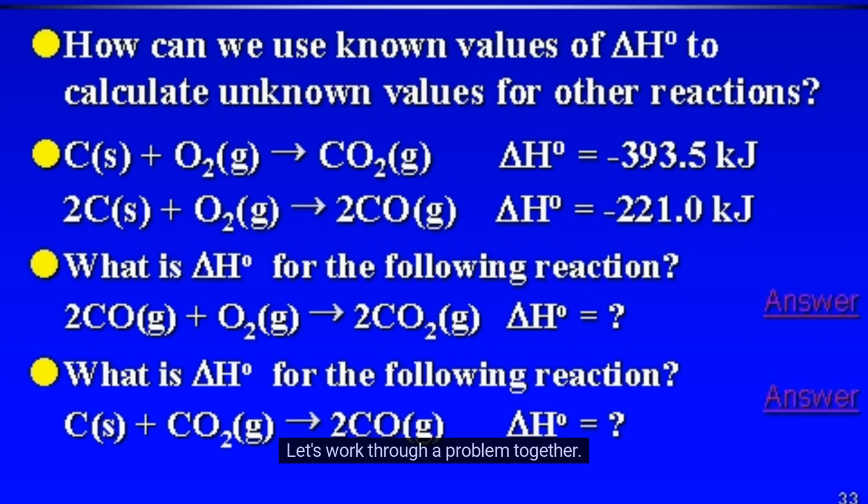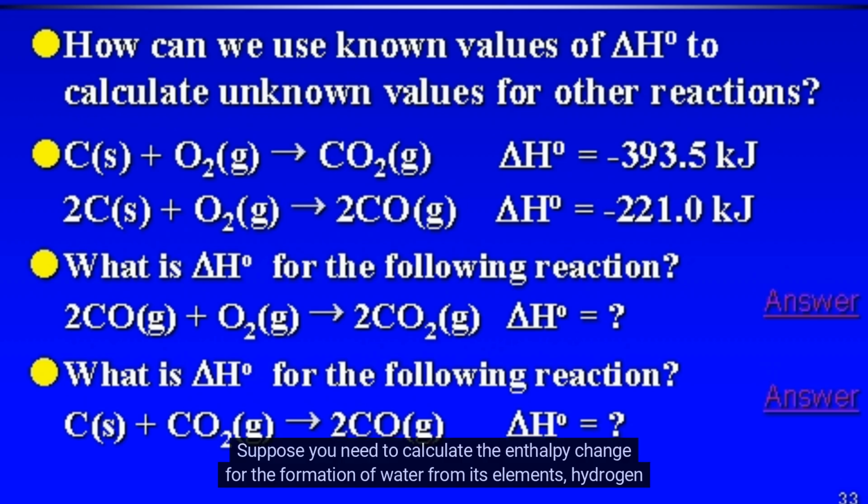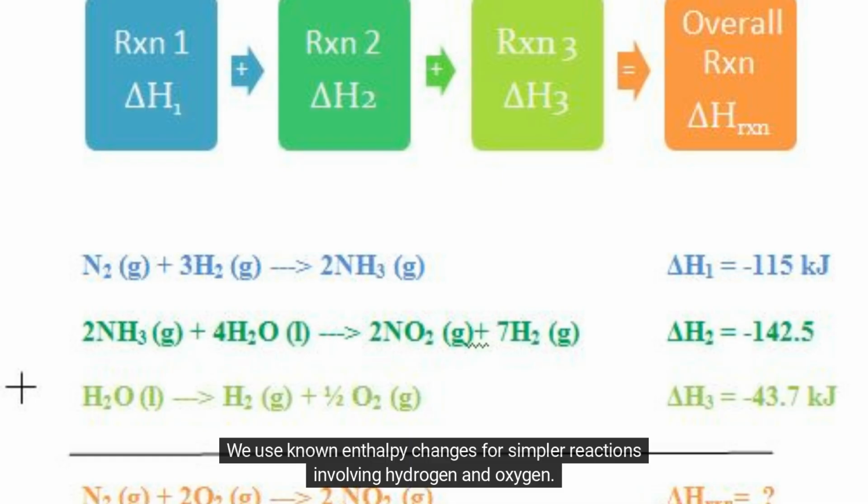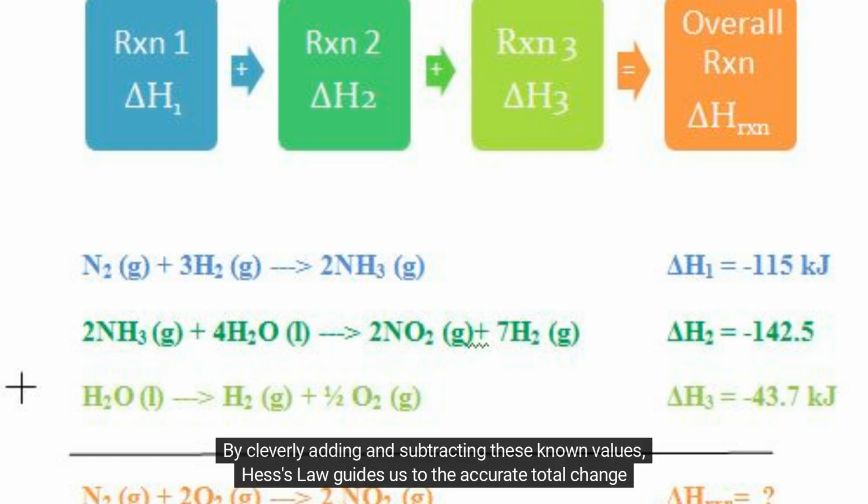Let's work through a problem together. Suppose you need to calculate the enthalpy change for the formation of water from its elements, hydrogen and oxygen. We use known enthalpy changes for simpler reactions involving hydrogen and oxygen. By cleverly adding and subtracting these known values, Hess's law guides us to the accurate total change for forming water.